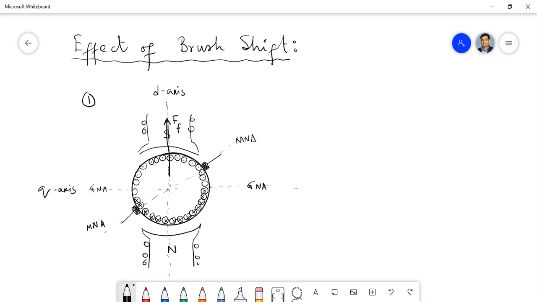Now you see, can we draw the current like this still?